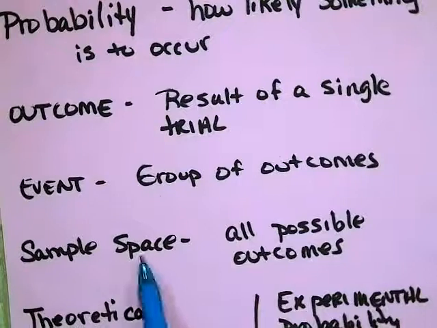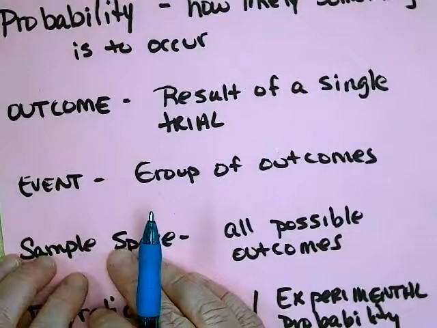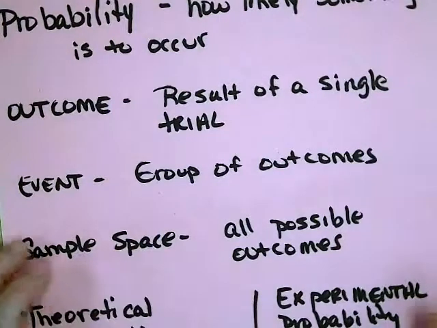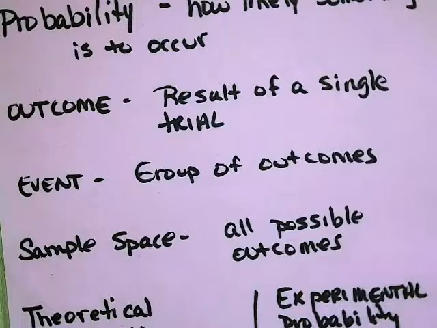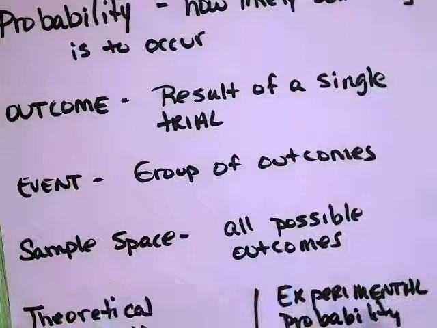The sample space is all the possible outcomes. If you're flipping a coin, the possible outcomes are either heads or tails. If you're rolling a die, the possible outcomes are 1, 2, 3, 4, 5, 6. 11 is not in the sample space of rolling a die because it's not on the die. If I told you to roll 2 dice and add them together, our sample space would become all the numbers from 2 to 12. But our sample space are the possible outcomes.